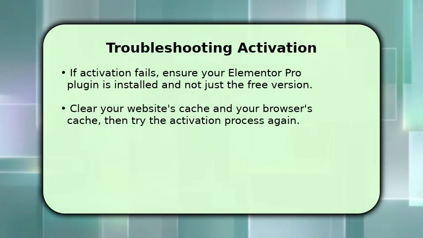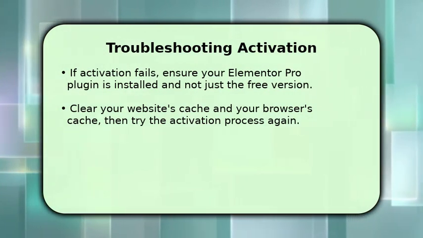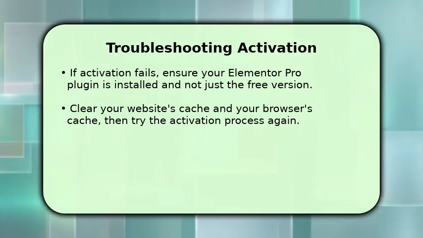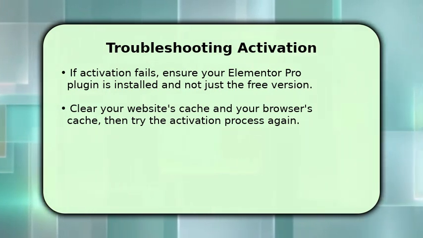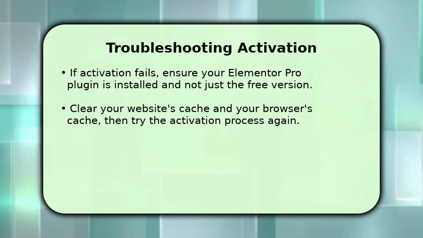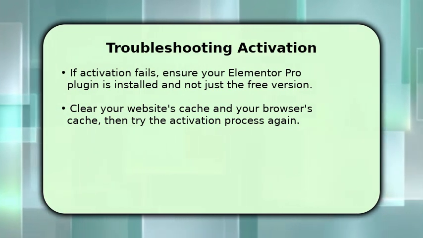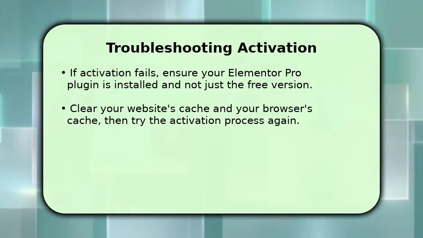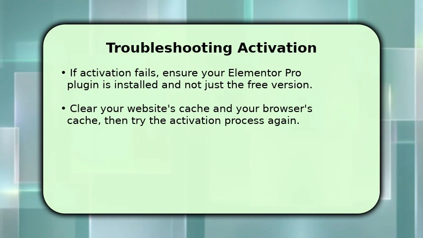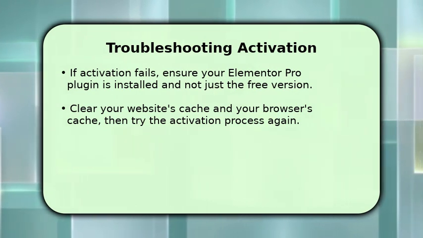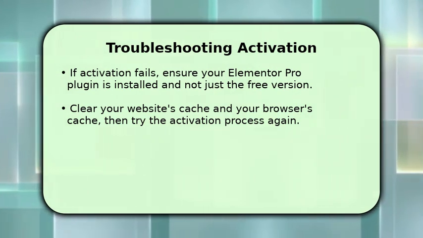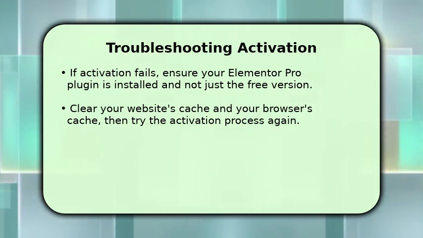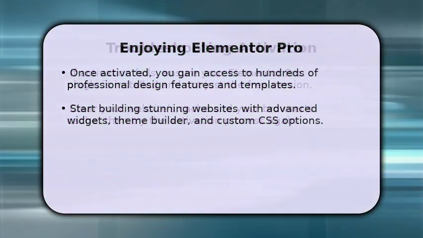Sometimes, you might encounter a small hiccup during activation. If your Elementor Pro doesn't activate immediately, first double-check that you have the Elementor Pro plugin installed, not just the free version. A common solution is to clear your website's cache, using a caching plugin if you have one, and also clear your browser's cache. After clearing both, attempt the connection and activation process one more time for a smooth experience.